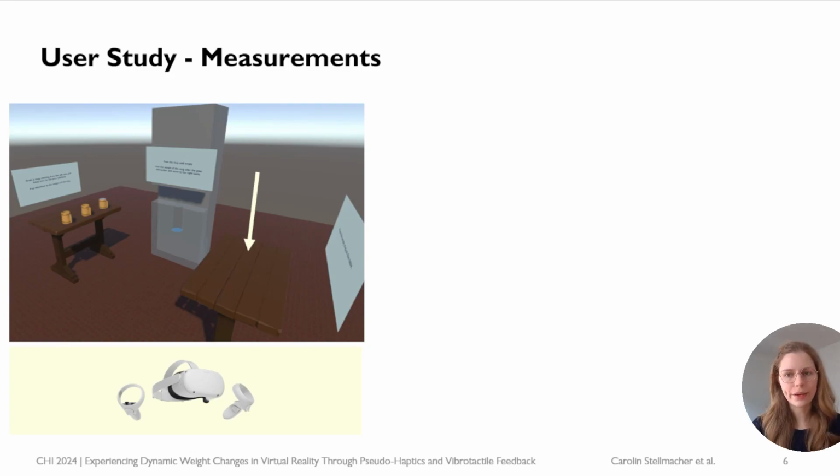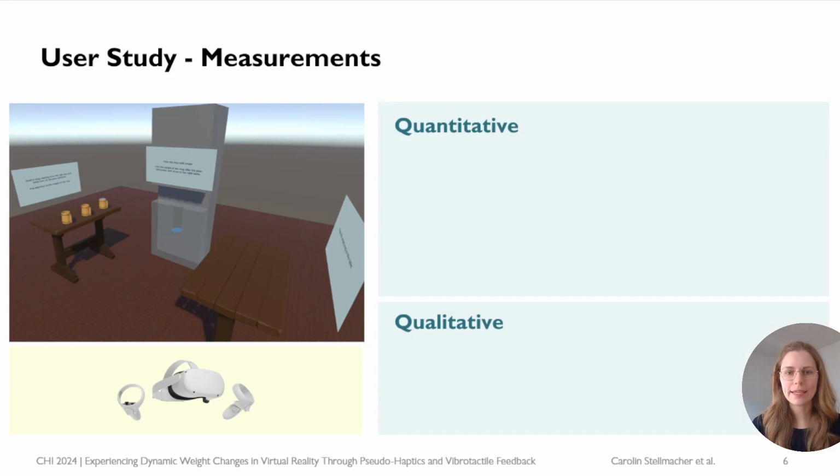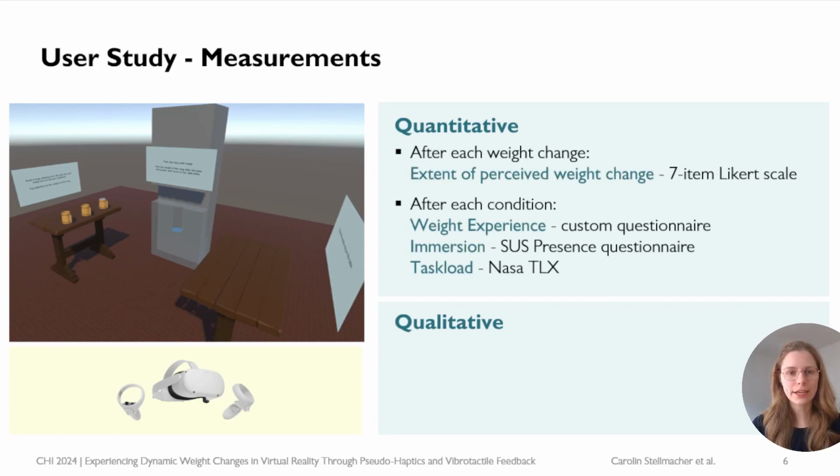To understand the weight perception, we applied a mixed method approach taking quantitative and qualitative measurements. After each interaction, participants rated their perception of how much the weight changed on a 7-item Likert scale in VR. And after each condition, participants filled out a questionnaire to rate the quality of their weight experience of that particular condition. Items covered aspects such as arm effort or efficiency. Participants also rated their immersion and their task load.